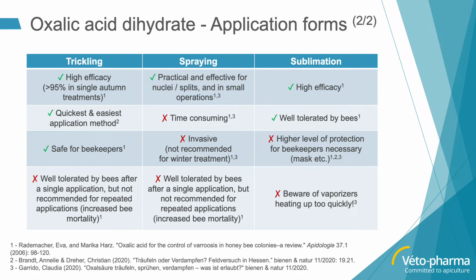Sublimation is a highly efficient treatment form, which is consistently well tolerated by bees. However, it does require a higher level of protection for beekeepers, such as wearing a mask during the application. Beekeepers should beware of the equipment they are using for sublimation, as some commercial vaporizers are known to heat up too quickly, thus resulting in decreased efficacy of the treatment.